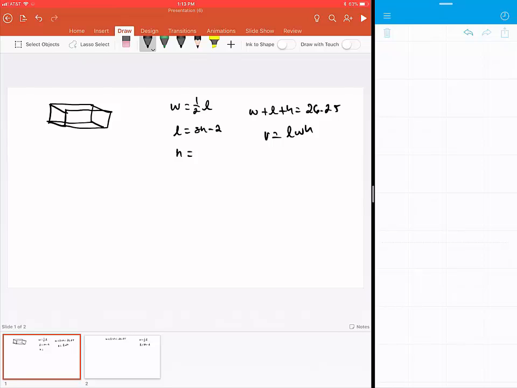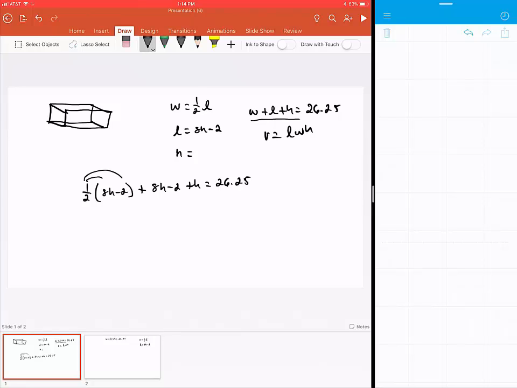Now, we're told that the width plus the height plus the length is equal to 26.25 inches, and then we know the volume is the length times the width times the height. And so what we're going to do is write this equation simply in terms of h. So we know that the width is 1/2 the length, and the length is 8h minus 2. So we're going to write that as 1/2 times 8h minus 2 plus 8h minus 2, which is the length, plus h, which is just the height, and then equals 26.25.